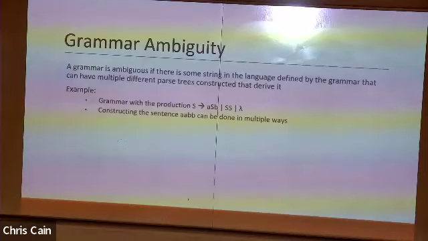Do you remember drawing parse trees? A long time ago, what, yesterday? Yeah, that was a long time ago. That was another Monday. It's been a whole week between yesterday, Monday, and today, Monday.